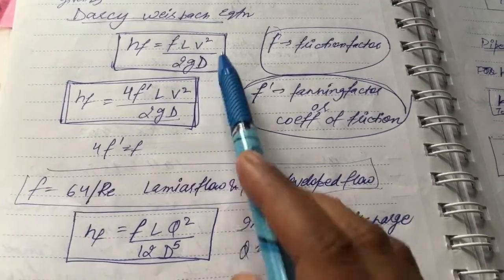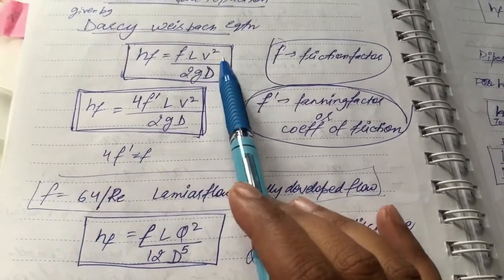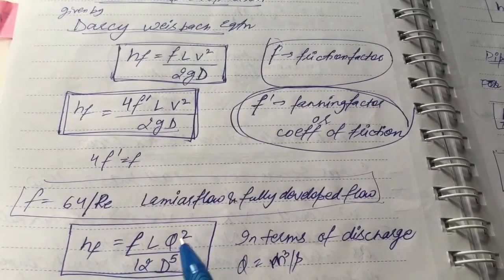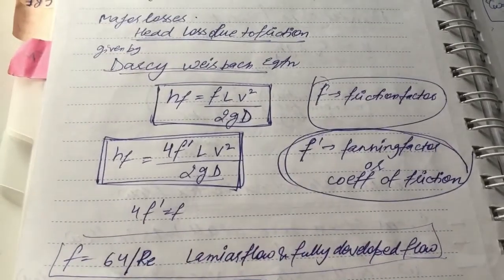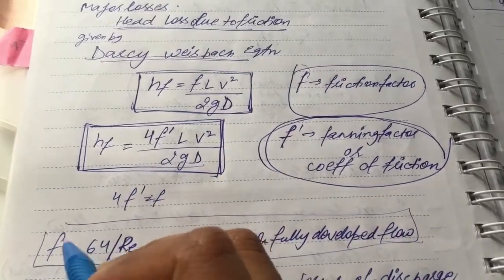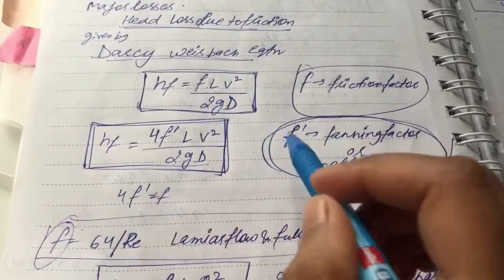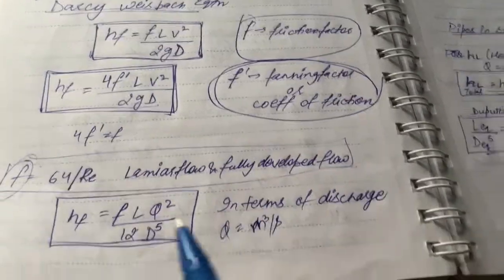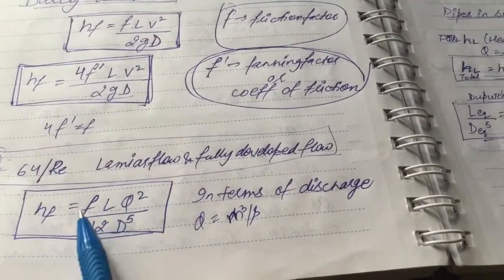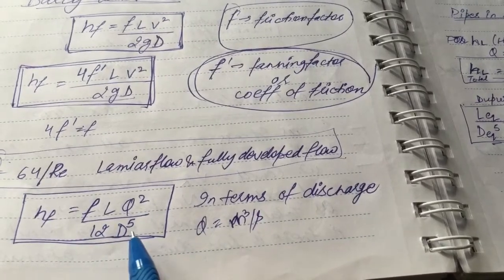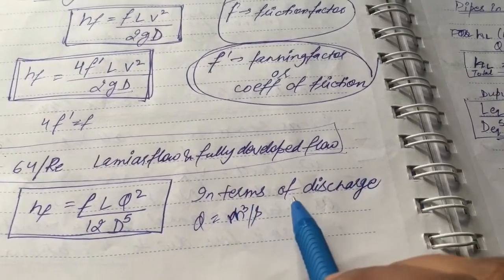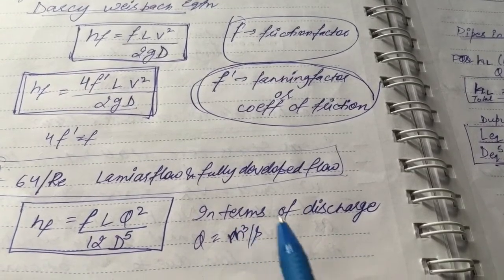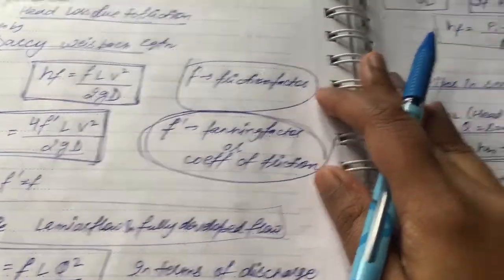So if we put f is equal to 64 by Re in this equation, we get, sorry, this is the other equation. So if we put f into this equation, we would get the equation for laminar and fully developed flow. Then hf is equal to fLQ square by 12 d to the power 5. It is in terms of discharge, and Q is given in meter cube per second.